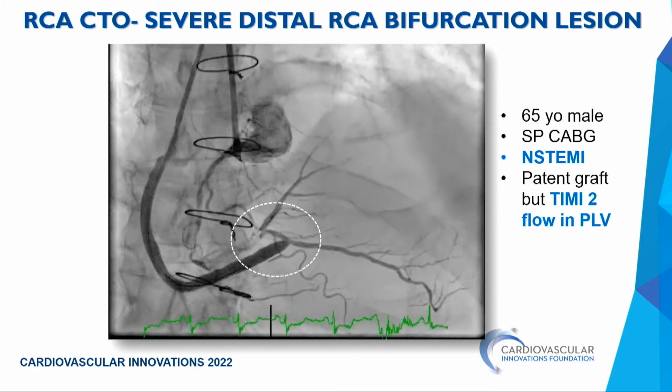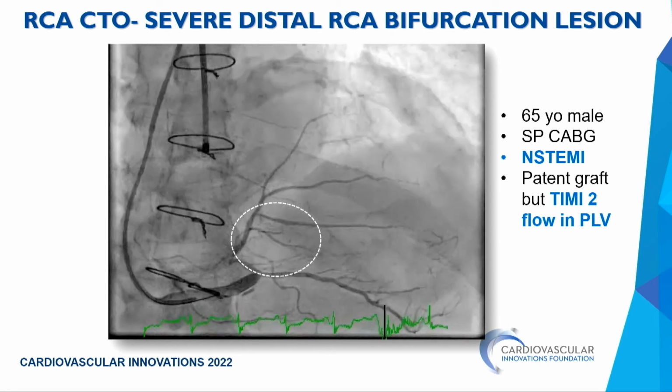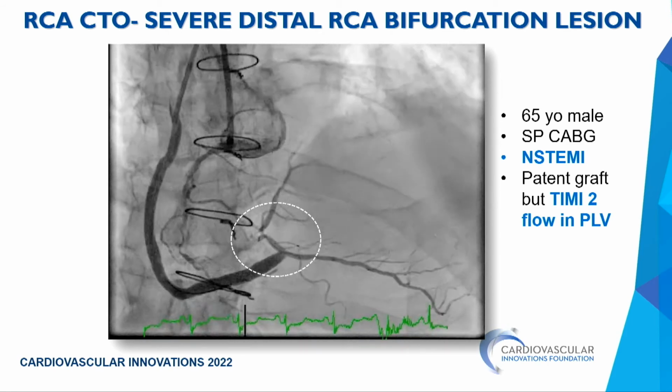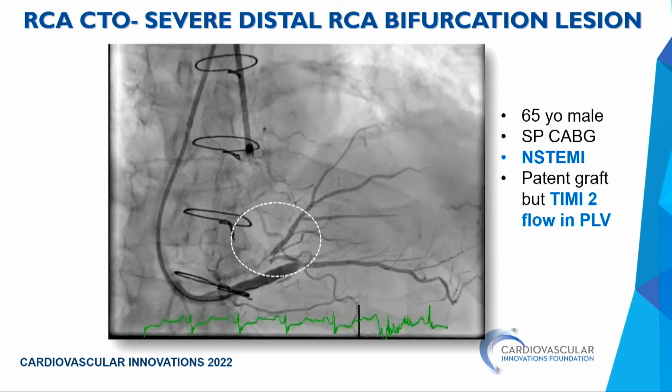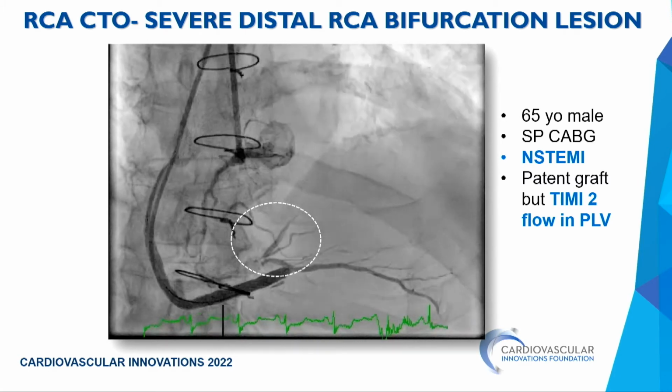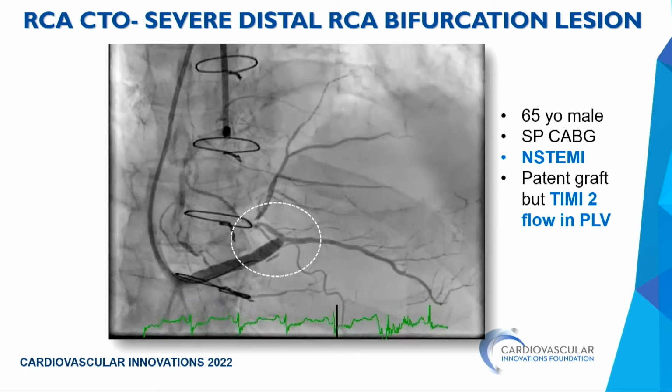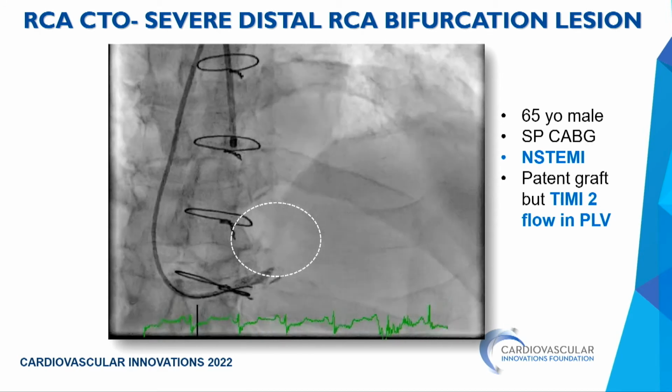So therefore, just an example here. It's a non-STEMI, 65-year-old post-CABG, TIMI 2 flow in the PLV. I mean, it's not really a CTO case. It's like a slow flow in a PLV, but I have to deal with this CTO if I want to improve that PLV.